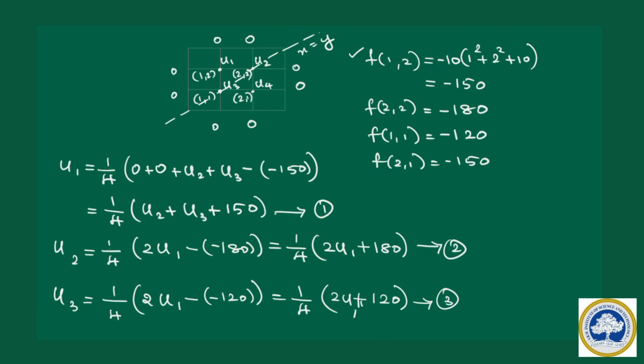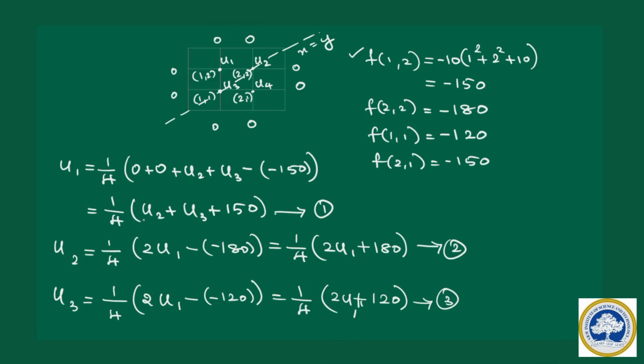Now, solving equations 1, 2 and 3, we get the answers for u1, u2, u3. That is how to solve this. u2 and u3 are in terms of u1, so you can substitute equations 2 and 3 in equation 1 in place of u2 and u3. You will then get a single equation in terms of u1. If you simplify, we will get the value for u1.